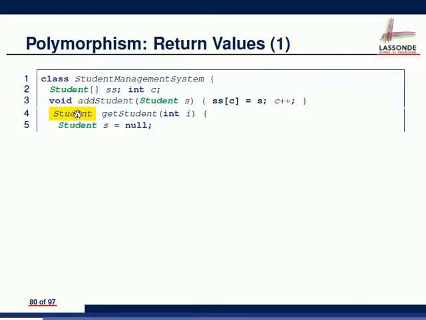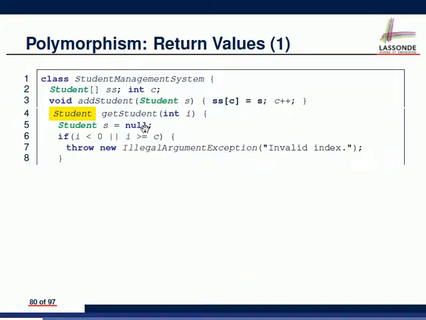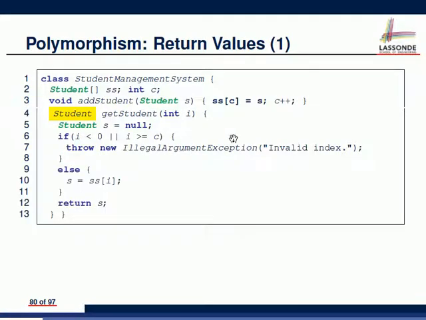I simply say Student, so it just corresponds to the return type. So this is something I'm going to return as the return value. And then I would say, if somehow the index is not valid, I'll throw an illegal argument exception. So now we would say that if the integer index is not valid, we're going to throw a new illegal argument exception. Otherwise, we simply say S is assigned to SS at position i.